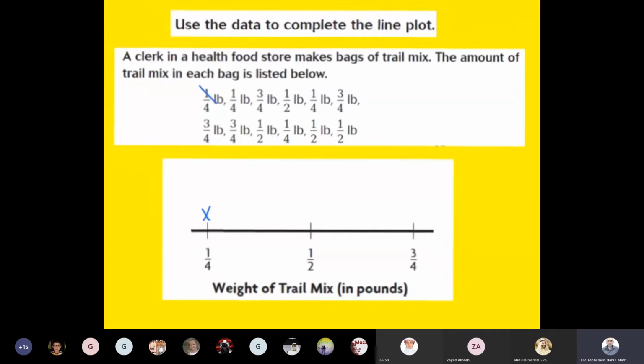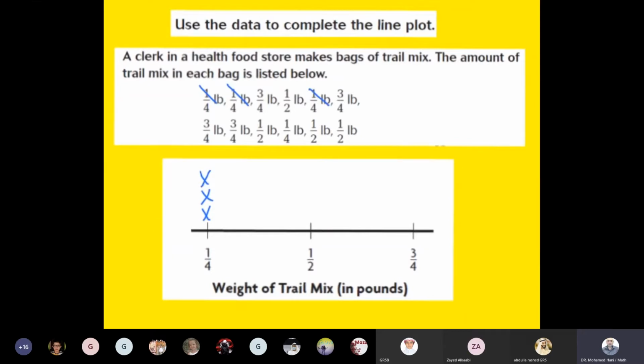Now, that's 1. Now here's 2. So I'm going to go ahead and cross that one off as well. And I'm going to add another X above my 1/4 pound. So we have 1, 2, so far 1, 2 X's. Now I'm going to go across until I get to my next 1/4 pound. So here's 3. So I'm going to go ahead and cross off the 1/4 pound here, and I'm going to put another X above my 1/4 down there.